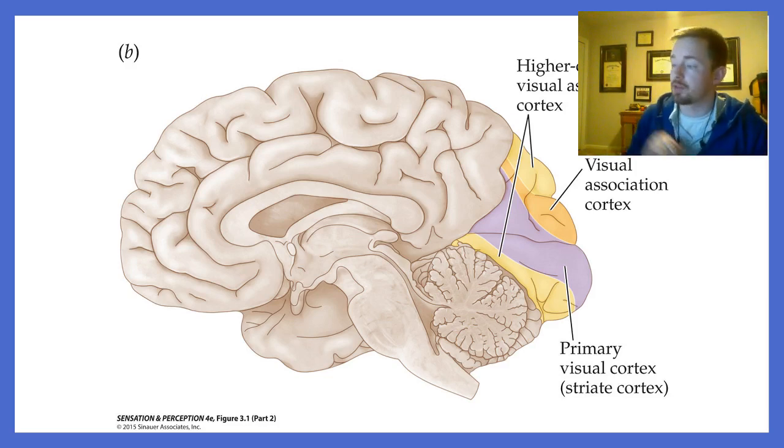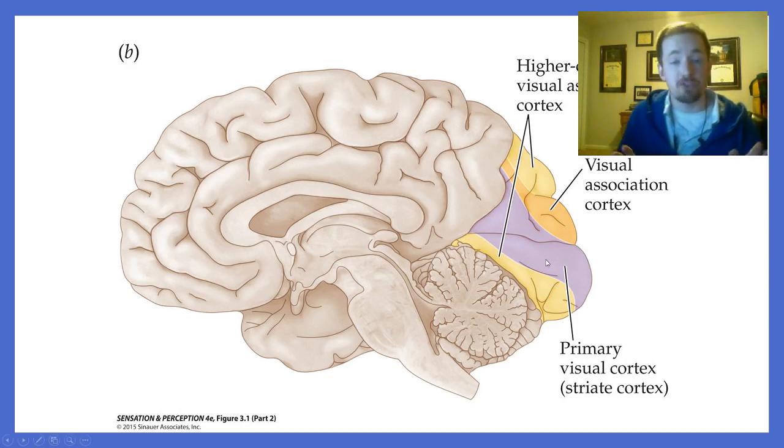So it's called the striate cortex. You'll also hear people call it the primary visual cortex. You'll also hear people call it the V1, V1 just meaning visual 1. So you're going to hear it called a lot of things. It's really important. It's going to come up a lot in this chapter and the next chapter as well. But that is here in the back of our brain.